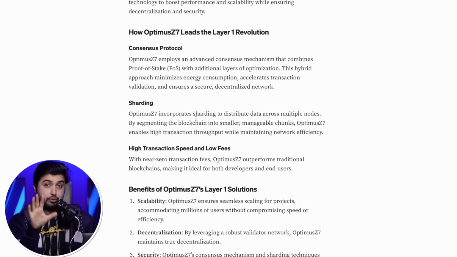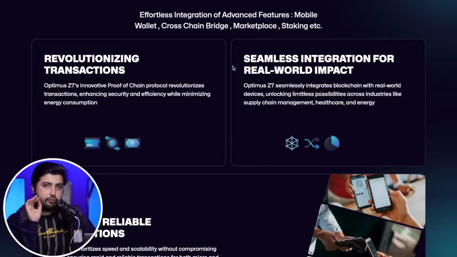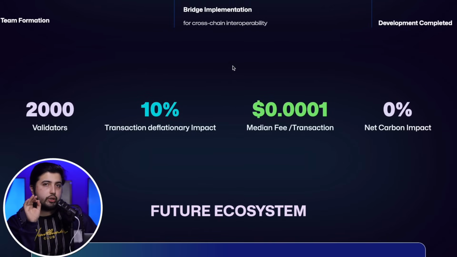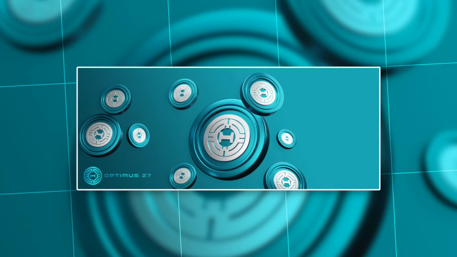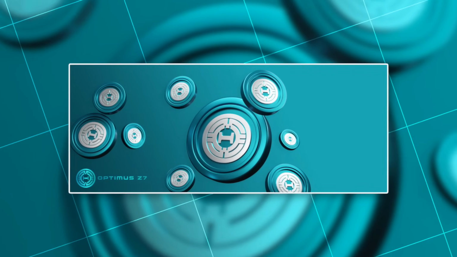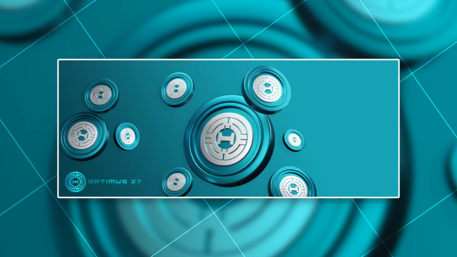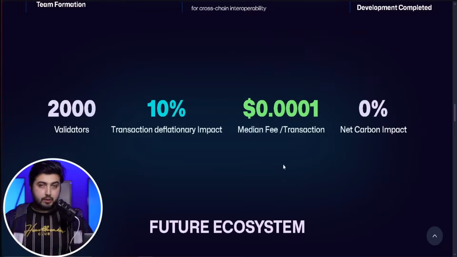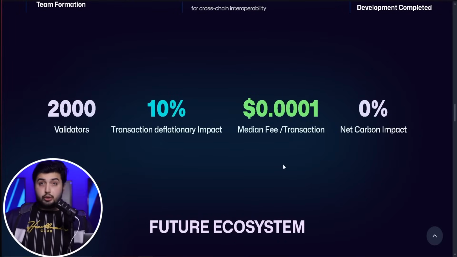And if we talk about fees, which is one of the most important aspects in blockchains, the average transaction fee is just $0.0001. Combine that with high-speed transactions, and you've got a blockchain that's as practical as it is innovative. Now, with features like these, this blockchain is redefining what a blockchain can be, because we have not seen a similar blockchain initiative before.